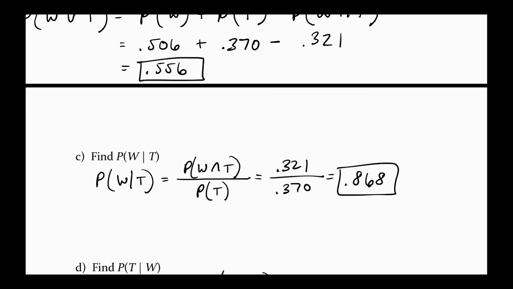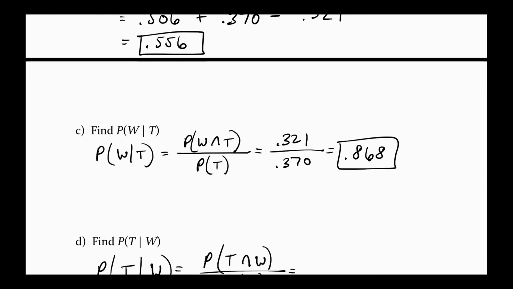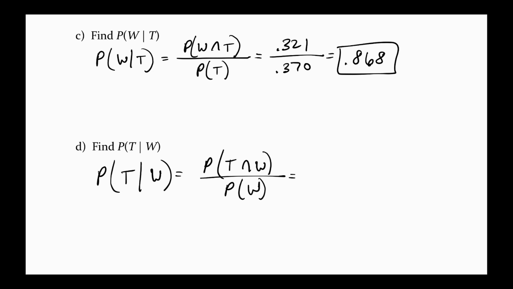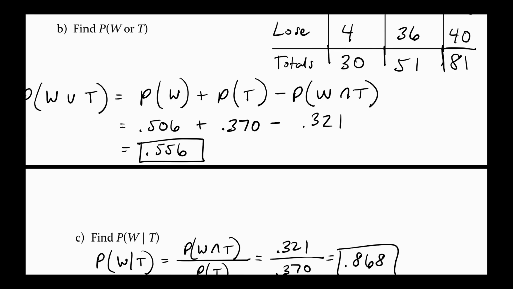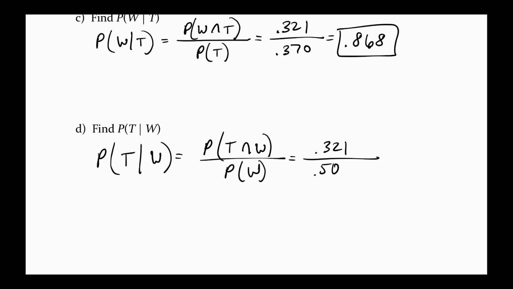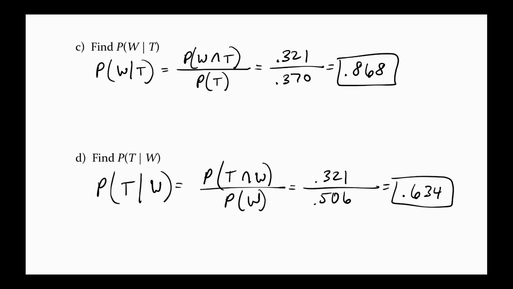0.868. I get 0.8675. And then the other one, the probability of both is still 0.321, but now the probability of winning is 41 over 81, which is 0.506. That gives 0.634. That's fine. Oh, it's 81.